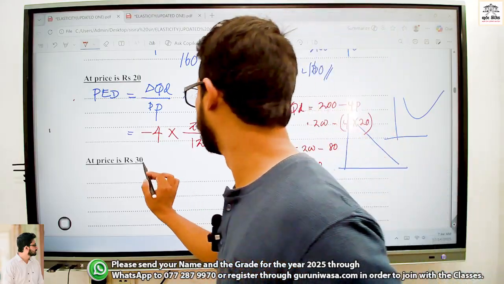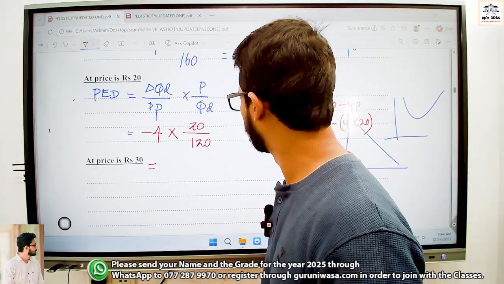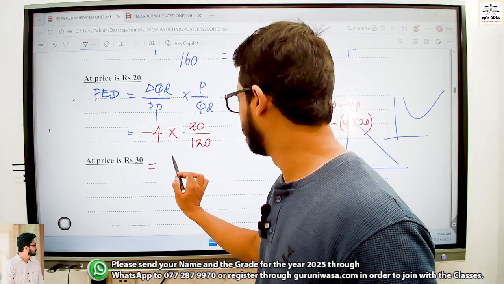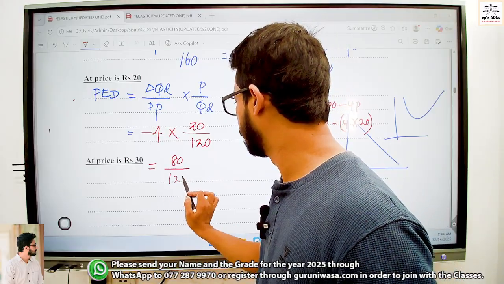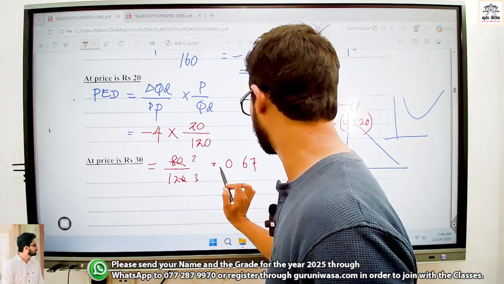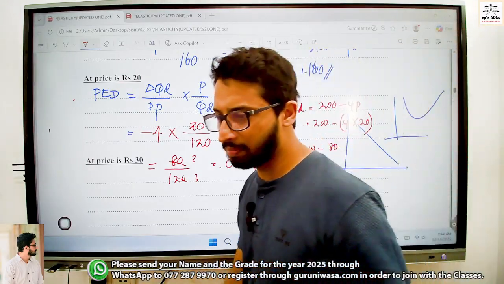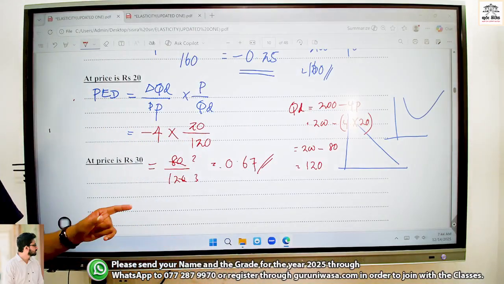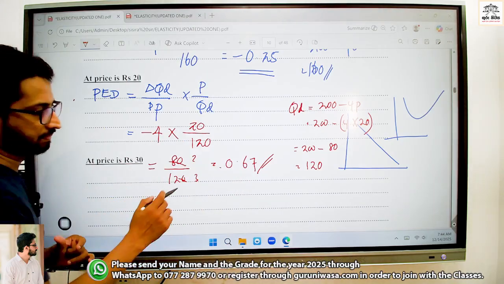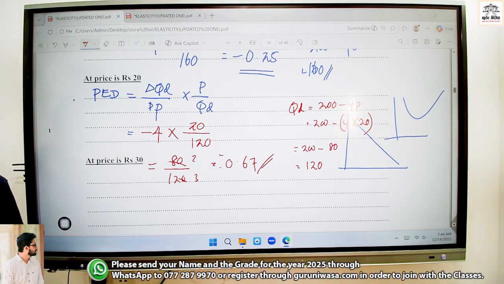How much is the value? 20 divided by 120, 80 divided by 120 means 0.66. Yeah, 0.66 or 0.67. Minus. The value is minus. PED value is minus.